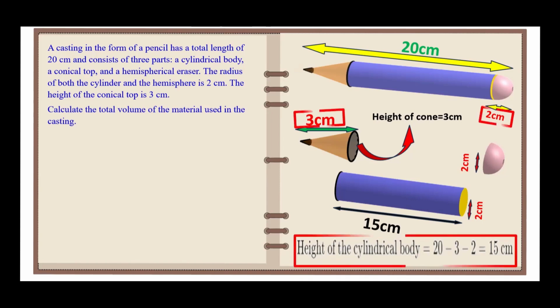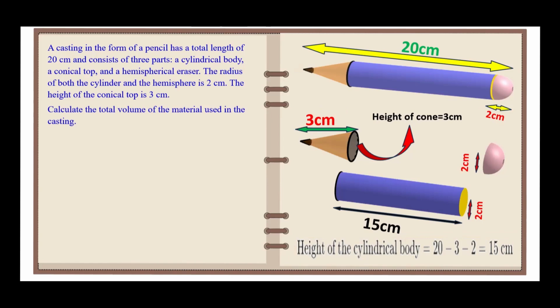Here, the height of the cylindrical body is the length of the entire object, which is 20 centimeters, minus the height of the conical top, which is the 3 centimeters, minus the radius of the hemispherical bottom, which is 2 centimeters. So if we do 20 minus 3 minus 2, that gives us 15 centimeters, and that would be the length of the cylindrical body of this casting.